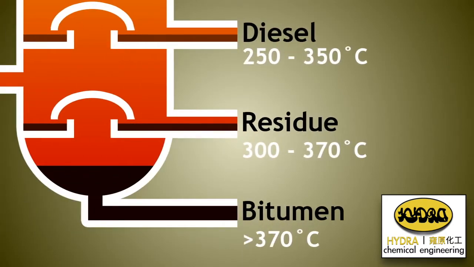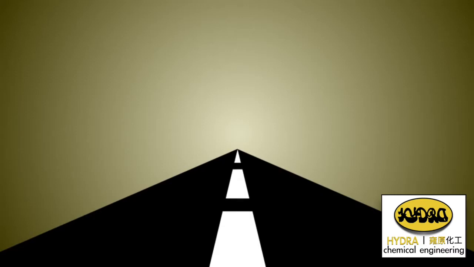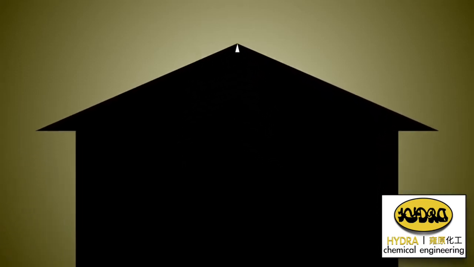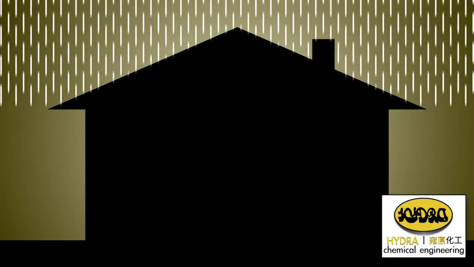The very bottom fraction is bitumen. This is a thick black adhesive used on roads, either as the surface finish or combined with stone chippings to create a solid, resistant material. It can also be used to cover roofs due to its waterproofing properties.